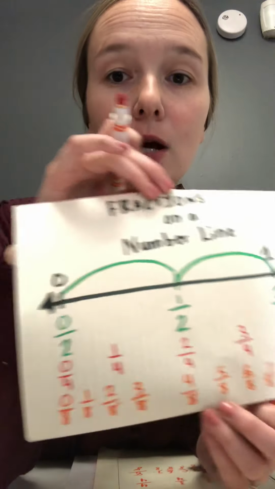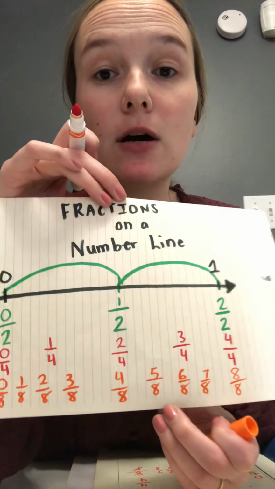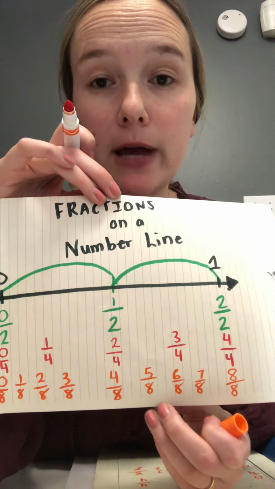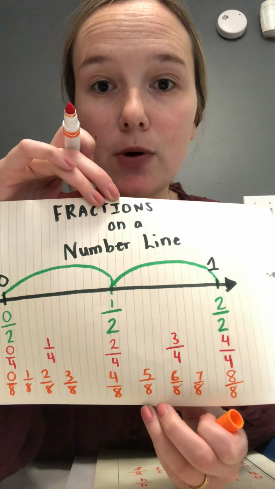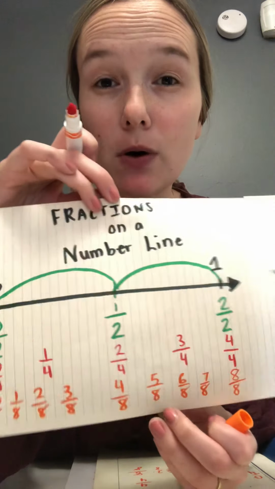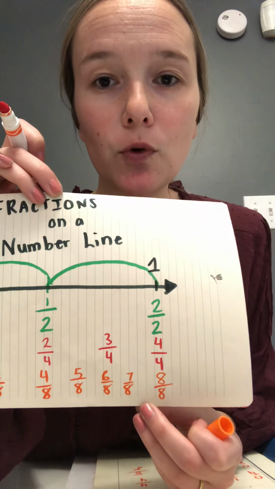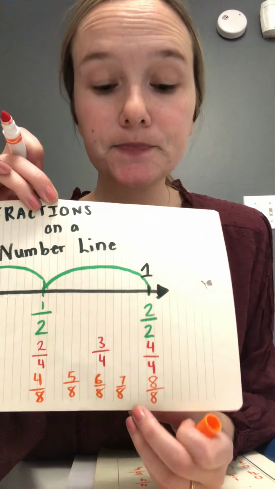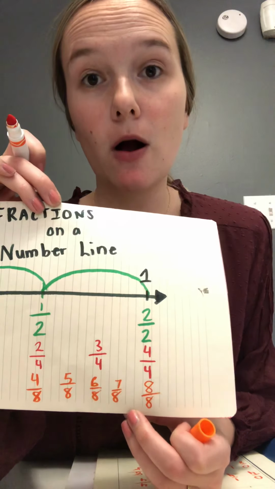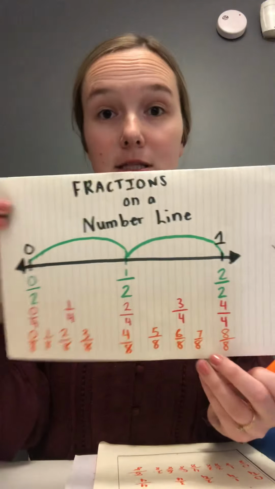So my halves, well, starting here, 0 out of 2, 0 out of 4, and 0 out of 8 are at the 0. And my halves are 1 out of 2, 2 out of 4, and 4 out of 8. Remember, 2 divided by 1 is 2, 4 divided by 2 is 2, and 8 divided by 4 is 2. So all of those answers are 2, meaning that they're half. And then I get to my whole numbers, 2 out of 2, 4 out of 4, 8 out of 8. And what I'm seeing here is that these have something in common. They both have the same number on the top and on the bottom. The numerator and the denominator are the same. So this is how you can order fractions on a number line.